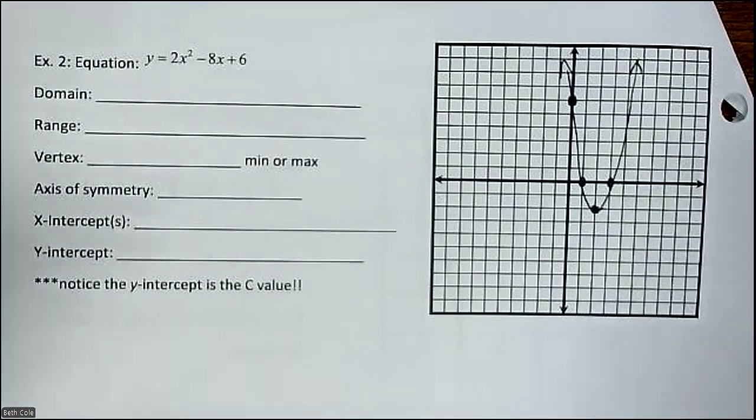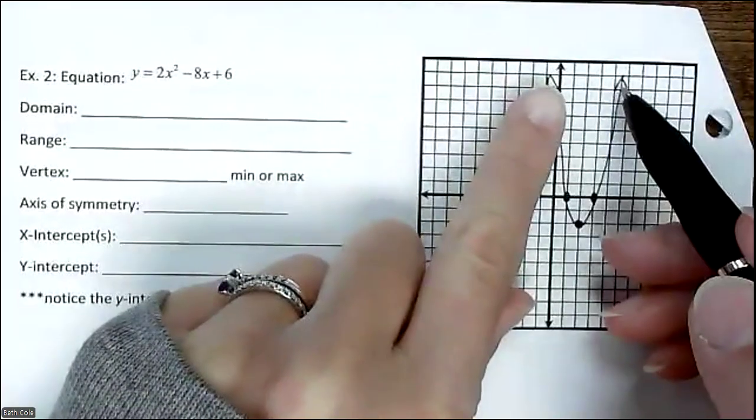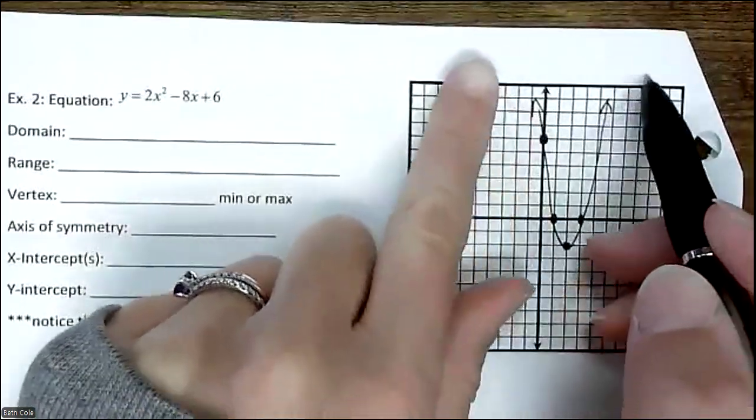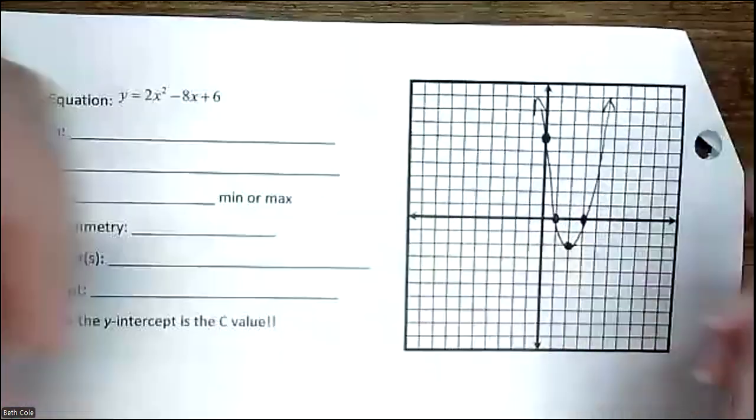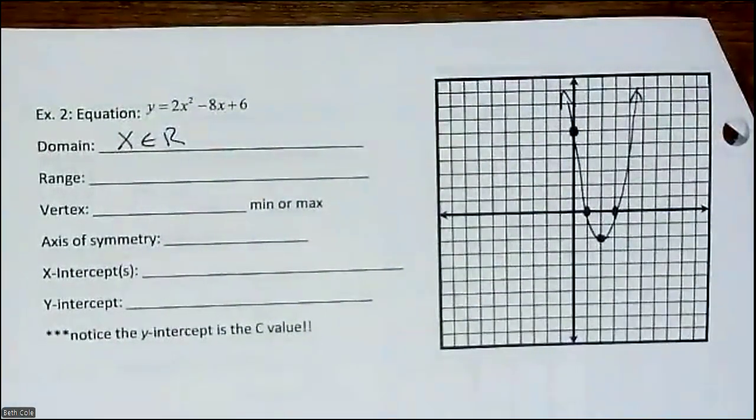All right, domain, listen to me. I know it looks like these are pointing upwards, and they kind of are, but do you get that they're going to go left and right forever? It's going to keep spreading out forever. All reals. That's the answer. The domain is going to be all reals. Like on your test, that's the answer.